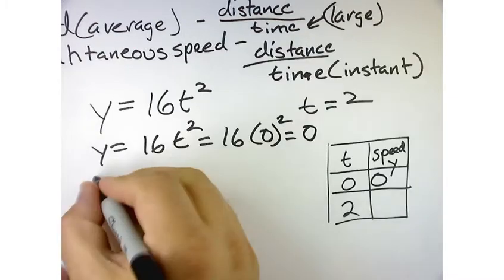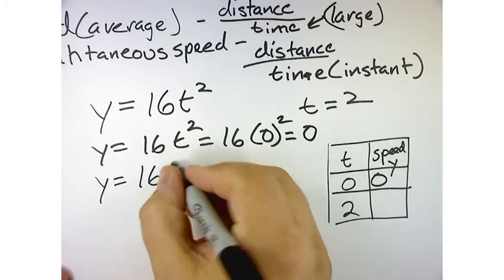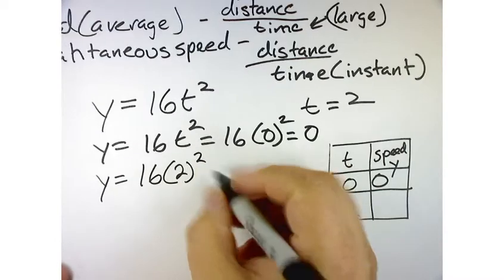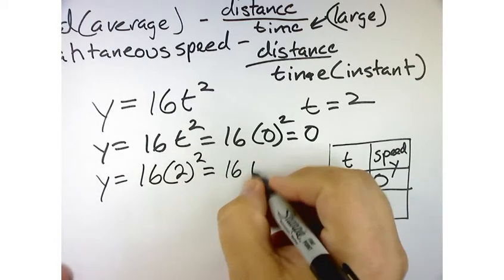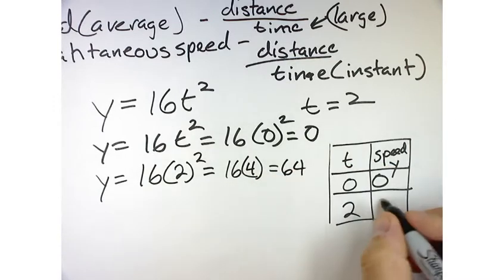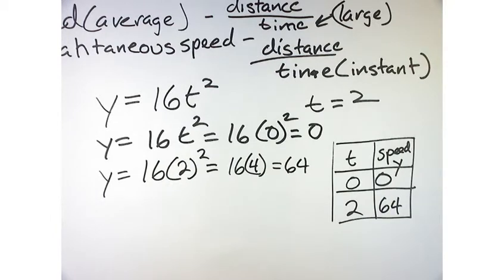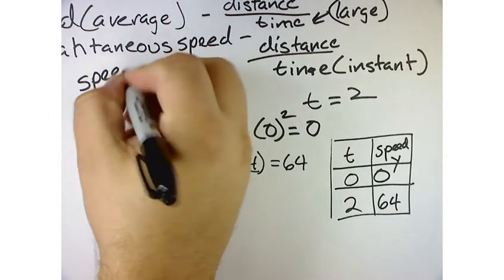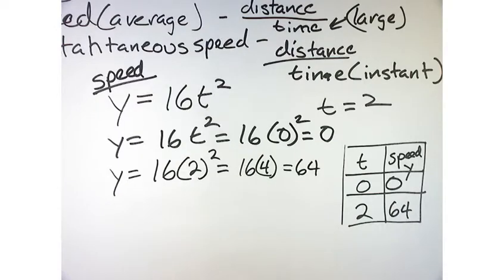Let's do this again, but now let's let t equal 2. And so I get 16 times 4. 16 times 4 is 64. So y represents the speed that the rock is traveling, and at 2 seconds it'll be going 64 units per second. Right? It's actually feet. I don't know if they say that in the thing or not. So what's the average speed? How would I find that? Divided by 2.